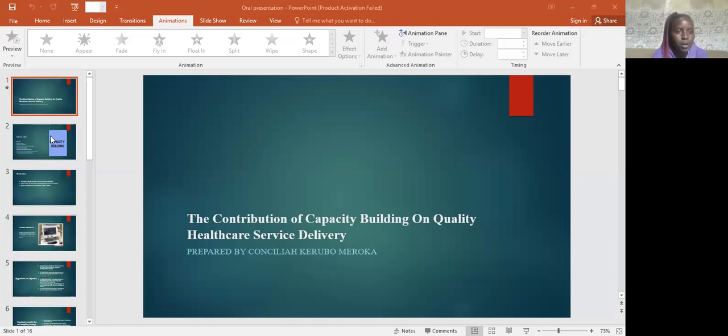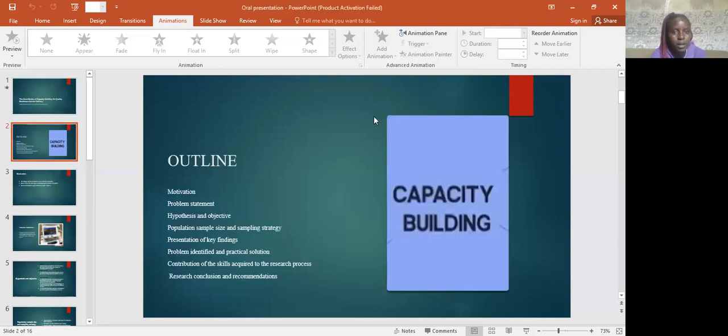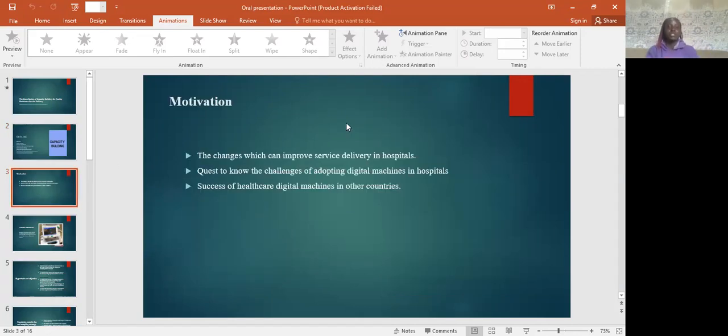So going to the outline, we have motivation, and then we have problem statement, hypothesis and objective, population, sample size, and then the sampling strategy, presentation of key findings, problem identified and practical solution, contribution of the skills acquired to the research process, research conclusion, and recommendation. And so, motivation.